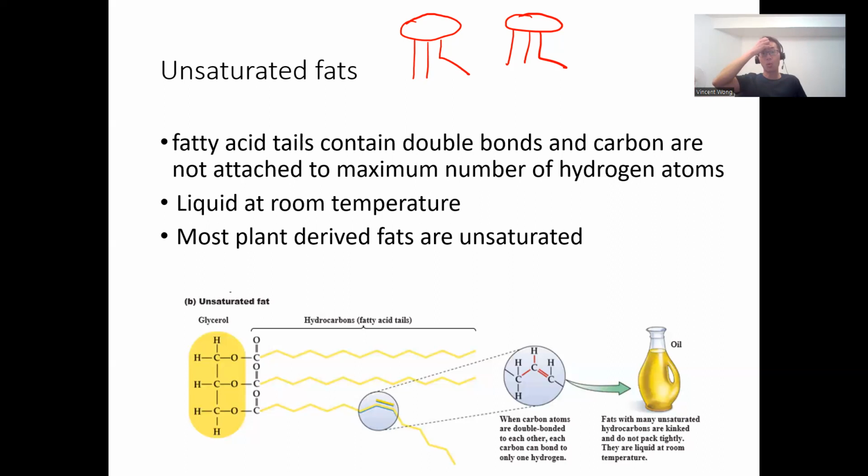Most plant-derived fats are unsaturated. An example would be olive oil. That's an unsaturated fat. That's what people say, it's okay. You can pour olive oil onto your salad. I wouldn't say it's necessarily good for you, but it's not unhealthy, right?